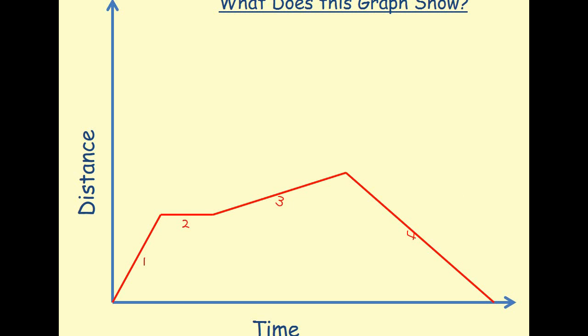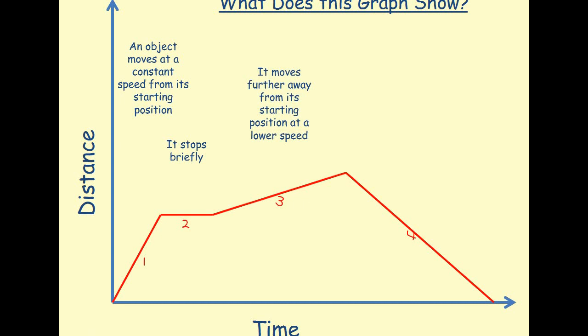Okay, so we're just going to look at a typical distance time graph and interpret what each of the different stages of the graph means. Stage 1, the object is moving away from its starting position at a constant speed. Stage 2, we've got a flat horizontal line, so it's stopped. Stage 3, it's moved off again, but at a slower speed than previously, and we can tell that because the gradient is smaller. It's not as steep as the gradient at stage 1. And then lastly, stage 4, the object is moving back towards its starting position at a constant speed.